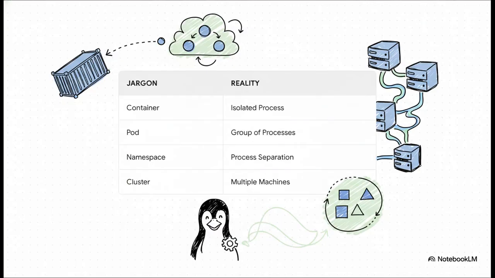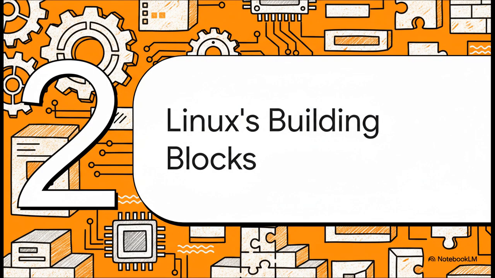Okay, check this out. This is where it all clicks. All that intimidating jargon, let's translate it. When Kubernetes says container, what it really means is just an isolated Linux process. A pod, that's just a group of those processes that are meant to work together. And a cluster, well, that's just a bunch of Linux machines networked together. You see? Kubernetes didn't invent this stuff out of thin air, it just gave it a new and very powerful packaging.